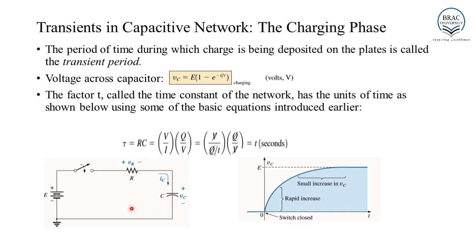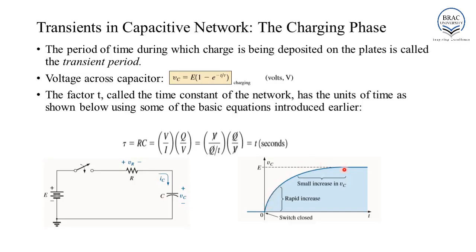When Vc becomes equal to E, the voltages across the two terminals of the resistor are equal. Hence, no current will flow through the circuit. As a result, no more charge will be deposited on the plates of the capacitor. And thus, the capacitor will maintain a constant voltage of E across its terminals, that is the steady state.